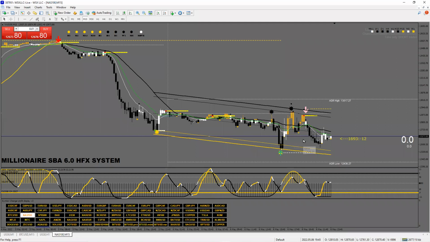Is that swing trading, more or less, or no? No, we're calling this scalping for the best.